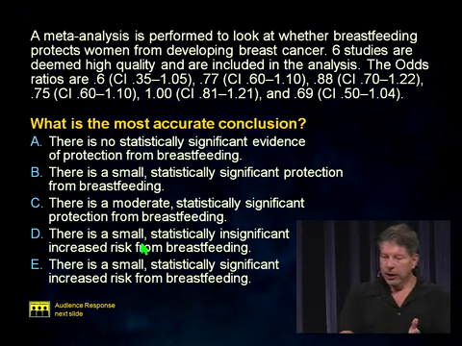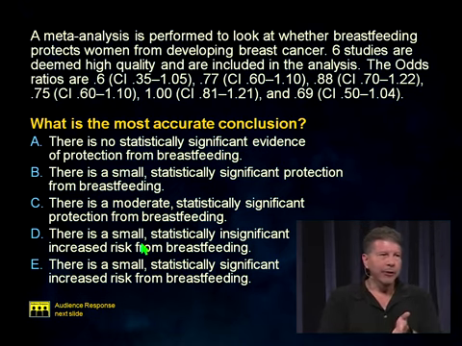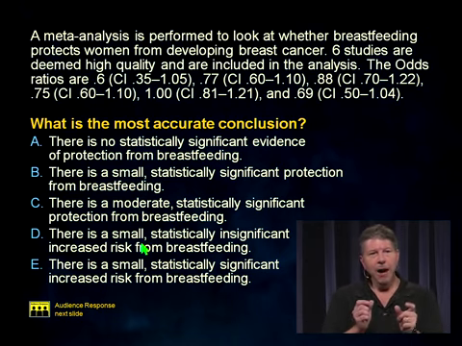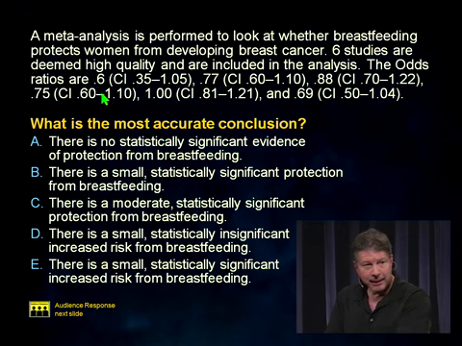So here's some meta-analysis looking at whether breastfeeding protects women from developing breast cancer. 6 studies are deemed high quality. The odds ratio. So odds ratio, you see that? What do you want to look for? 1. And so what you want to see is, does the confidence interval cross over 1 on the number line? So if we start here, this 0.6, and you're like, wow, that's really a 40% reduction. That's really good. But if you look at the number line, it goes from 0.35 to 1.05. Does that cross over the number 1? Yes. So that means this is not statistically significant.